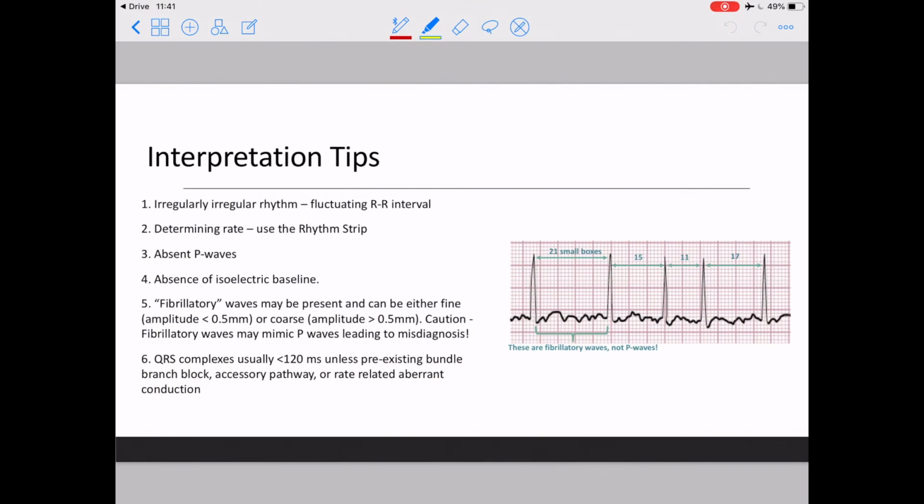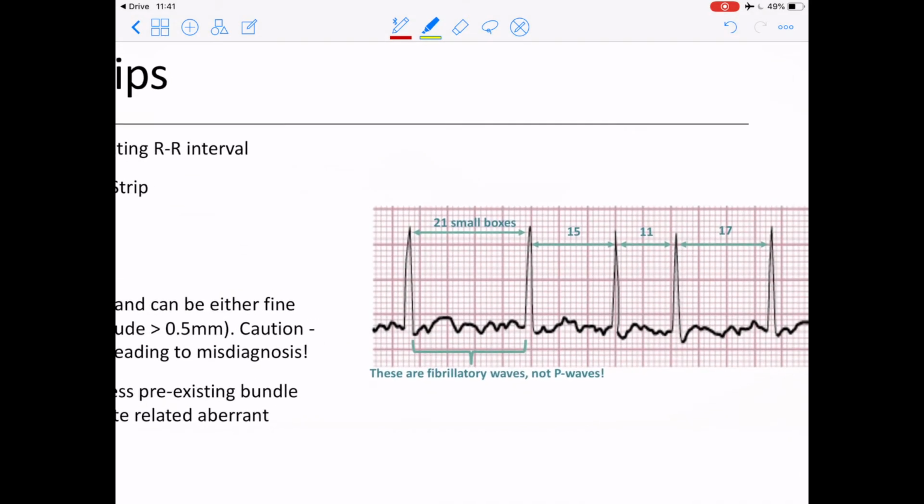So just some interpretation tips. Like I said before, the rate or the rhythm will be irregularly irregular. So you'll have this fluctuating RR interval. So if we zoom in here, we can kind of see what that looks like. There's 21 boxes here, 15 small boxes here, 11, 17. So the distance between these peaks is not, there's no pattern, there's no repeating pattern. So it's irregular, but it's also irregularly irregular.